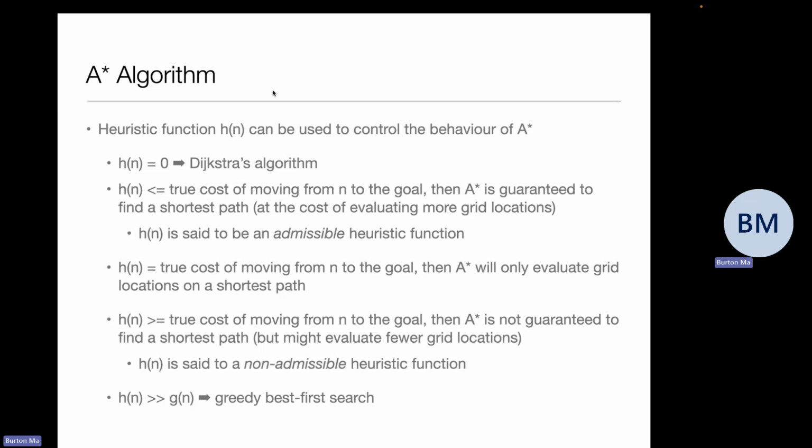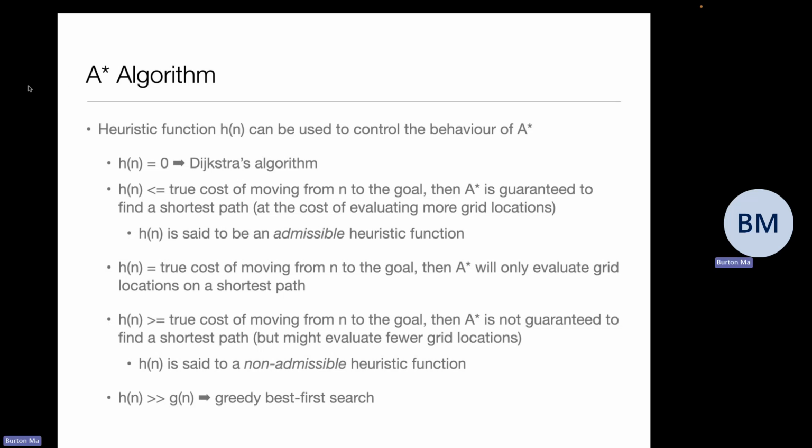So if H of n is always less than the true cost of moving from the node n to the goal, A star is guaranteed to find the shortest path. Right? At the cost of potentially evaluating more grid locations. Right? So remember what H of n is. H of n, you're trying to estimate the cost of moving from n to the goal. Right? So if H of n either underestimates it or gets the true value, we say that H of n is an admissible heuristic function. Right? And so if you read the A star literature, you'll see a lot of talk about people saying you should always use an admissible heuristic.